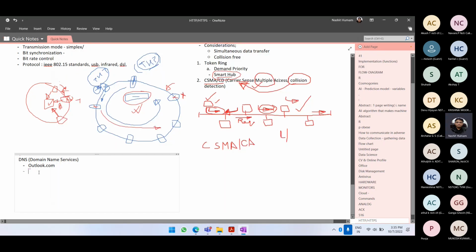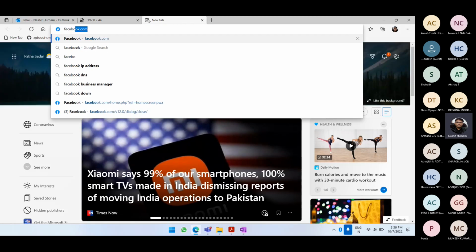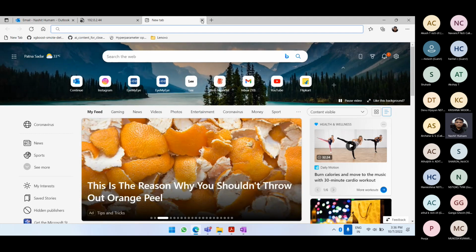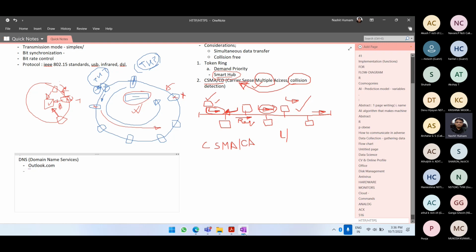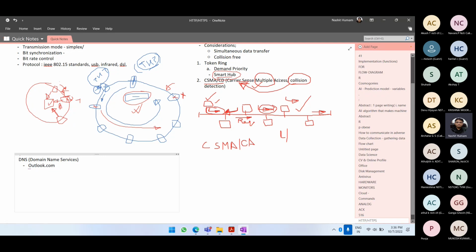So this Outlook.com that I am talking about, or Hotmail.com, or Facebook.com, whatever it might be, they are all in human readable format. They cannot be understood by machines. So to make it available for the machine to understand, we use a domain name service. That converts it into an IP address. I am not sure what the IP address of Outlook.com is. I really do not know.